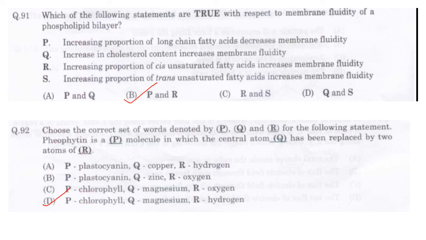Next one, choose the correct set of words denoted by P, Q, R for the following statement. Pheophytin is a chlorophyll molecule in which the central atom has been replaced by two atoms of, okay, the central magnesium atom that is usually found in plant chlorophylls, not in pheophytin, has been replaced by two hydrogen atoms. So option D is correct.